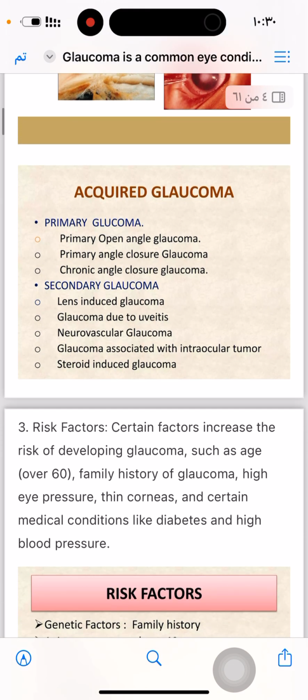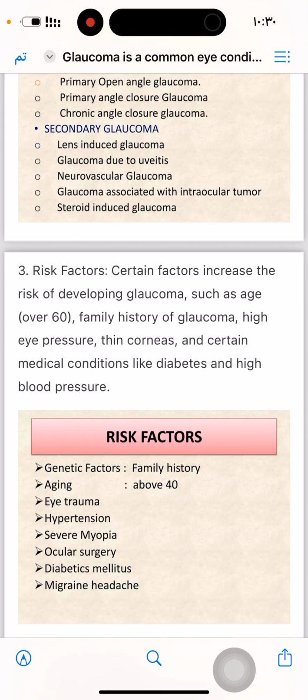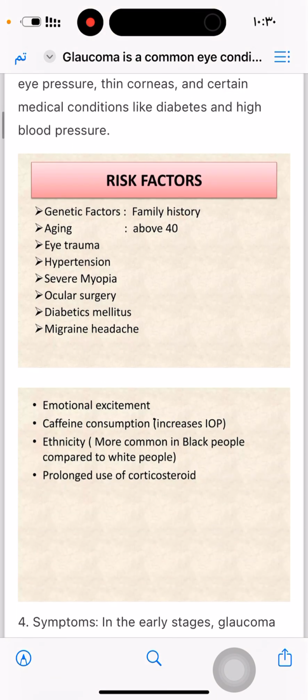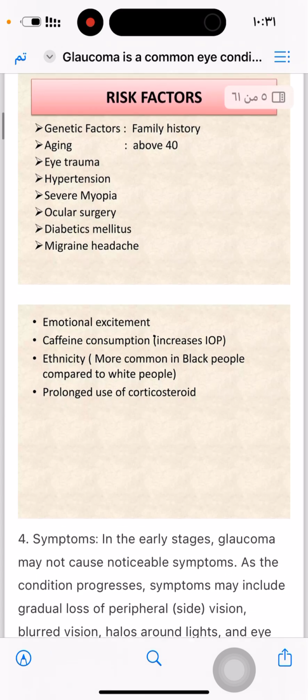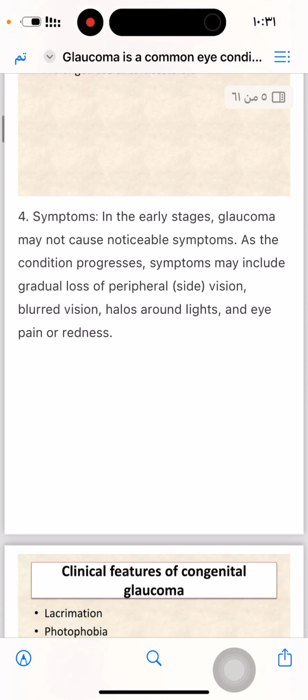Acquired glaucoma, primary glaucoma, includes primary open angle glaucoma, as you see in this table. So risk factors for glaucoma lead to an increased risk of developing glaucoma, as you see: genetic factors, family history, aging above 40 years, eye trauma, hypertension, severe myopia, ocular surgery, diabetes mellitus, migraine headache, emotional excitement, caffeine consumption, ethnicity in black people, and prolonged use of corticosteroids.